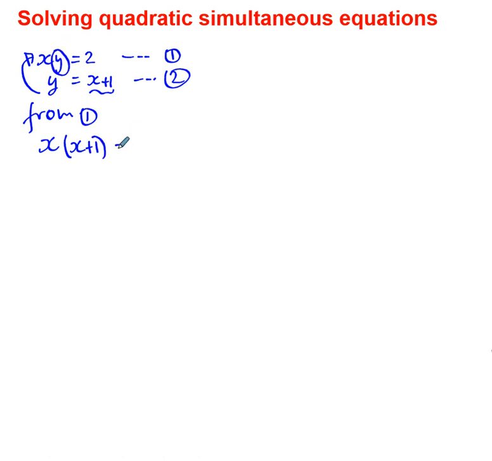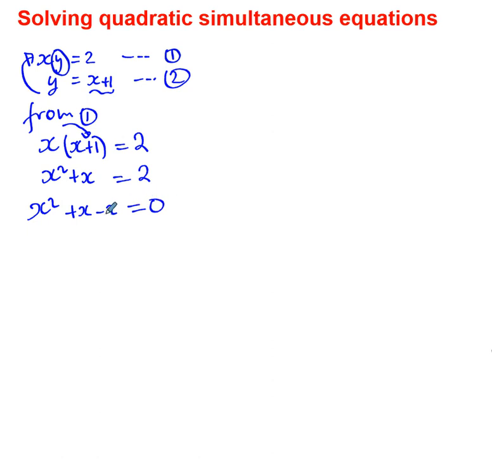I'll substitute, equals 2. Now you just need to expand. So x times x, that's x squared. X times positive 1, so that's just plus x equals 2. Obviously we can see this is a quadratic equation. We need to rearrange and have a 0 on one side. I'm going to subtract 2 from both sides, so x squared plus x minus 2 equals 0.